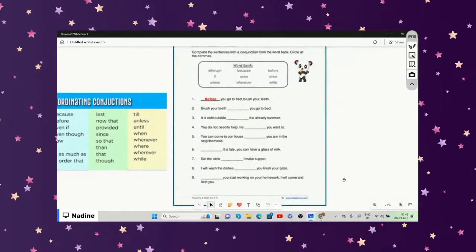Try and make it very big. It says that we need to complete the sentence with the conjunctions from the word bank and circle the commas. So let's leave the commas. We are just going to select the conjunction from the word bank. And the first one was done for us. It says, before you go to bed, brush your teeth.